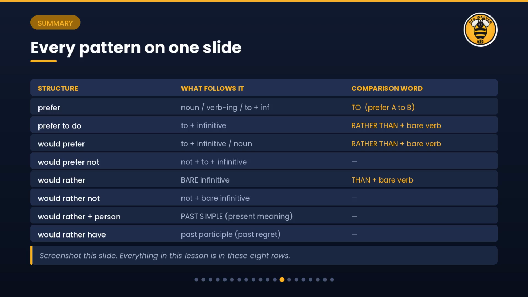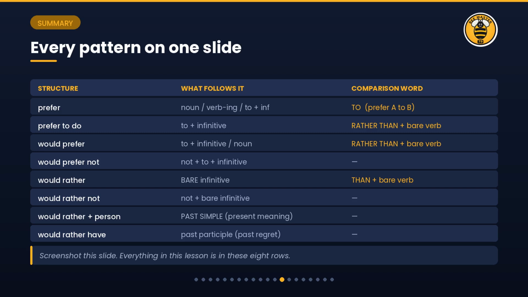Here is every pattern from this lesson on a single slide. This is the one to screenshot. Read down the middle column and you can see the whole story. Prefer takes a noun, an ing form, or to plus a verb. Would prefer keeps the to. Would rather drops it completely.